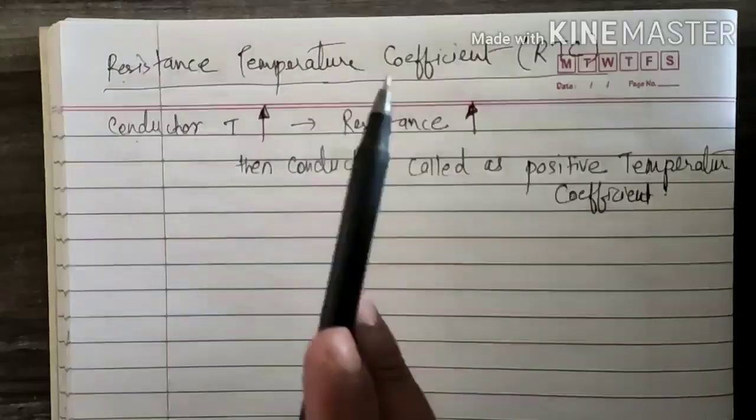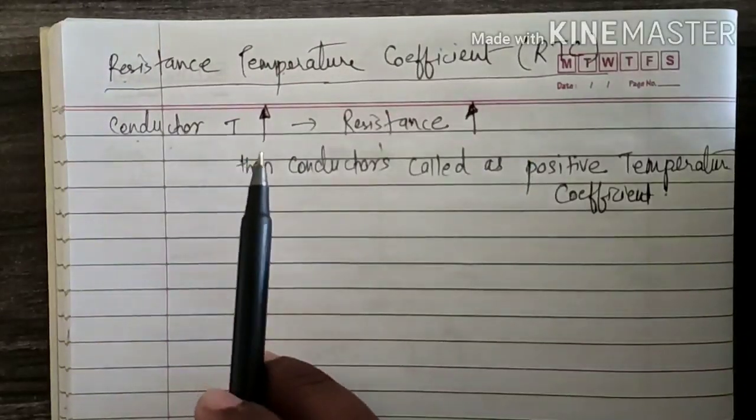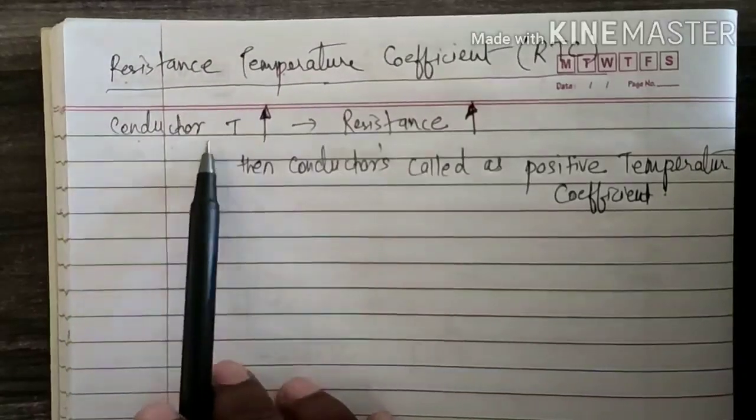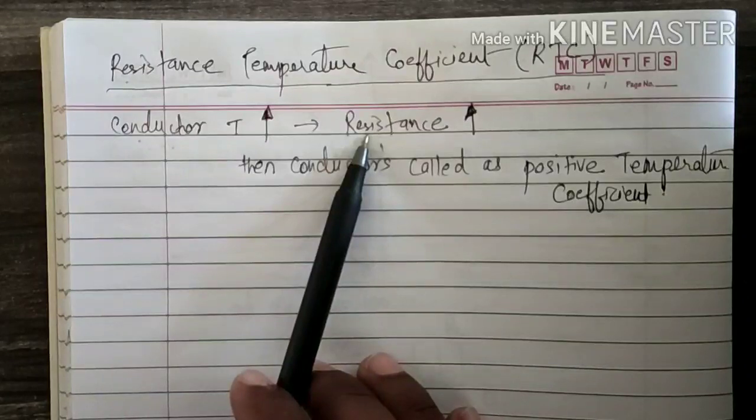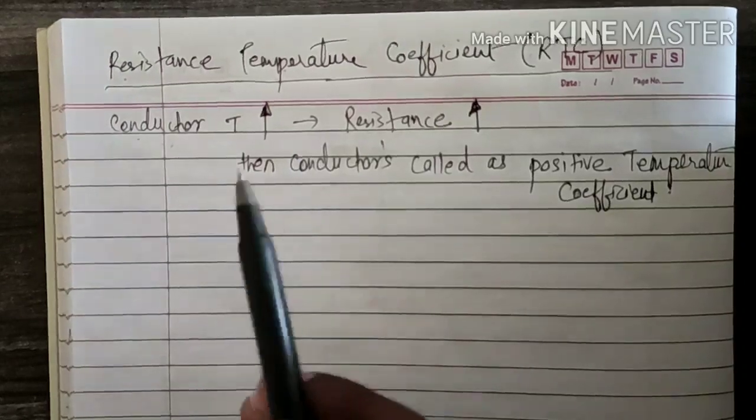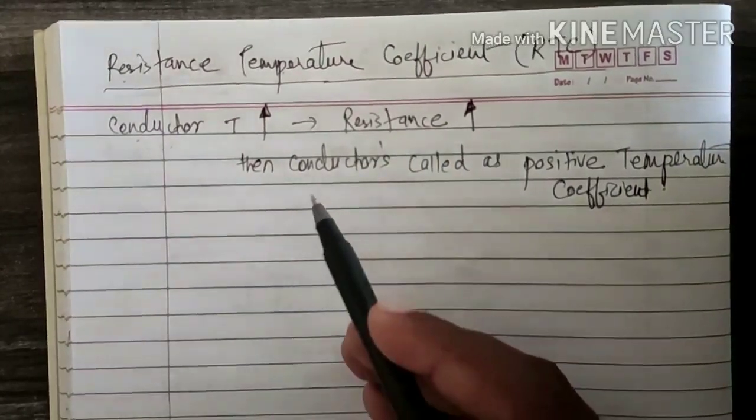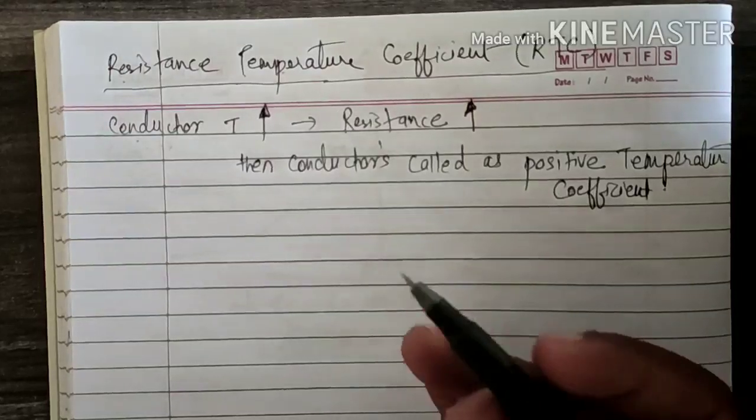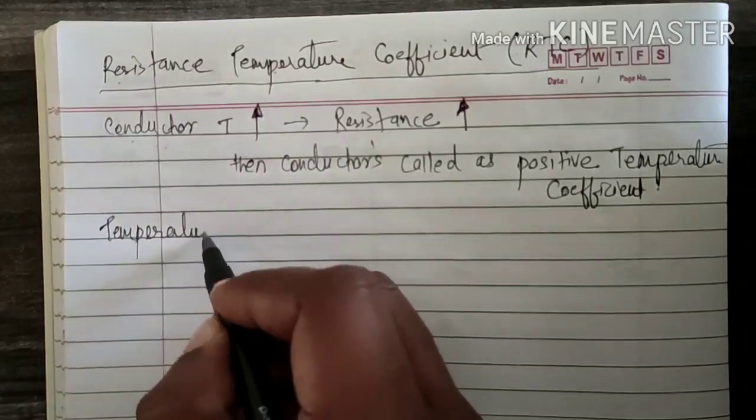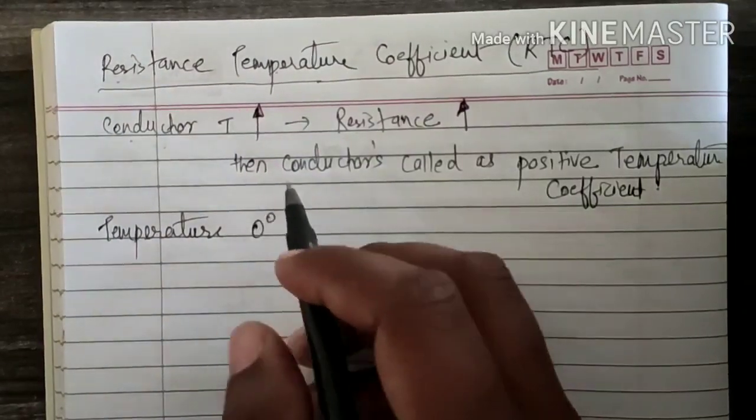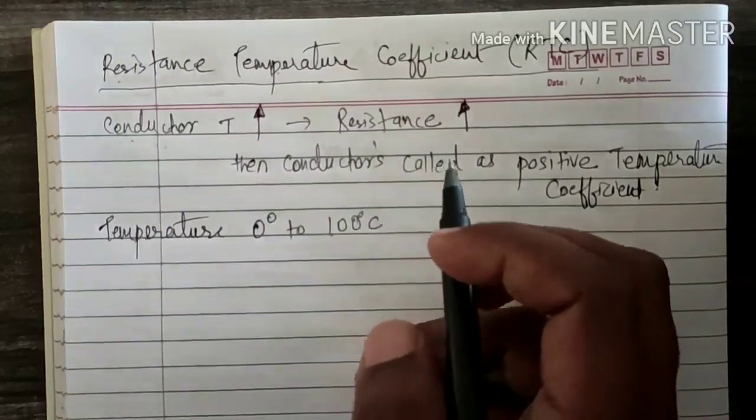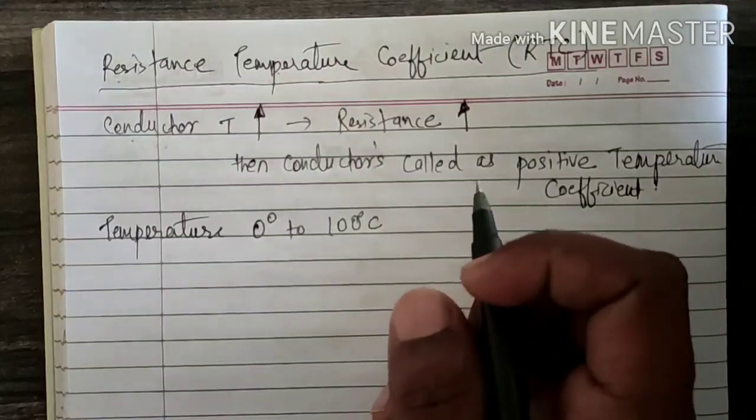So what does this RTC mean? If I am increasing my conductor's temperature and indirectly my resistance is increasing, then it is called a positive temperature coefficient. The change in the resistance of a material over a moderate increase in the temperature from 0 degree to 100 degrees Celsius is defined as the RTC.